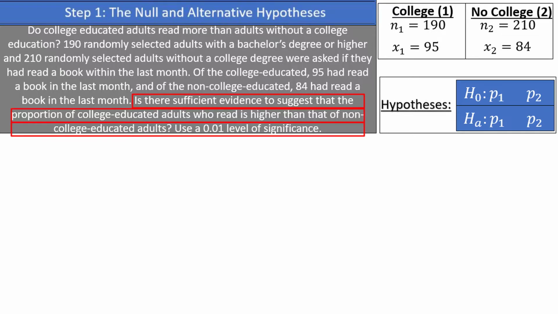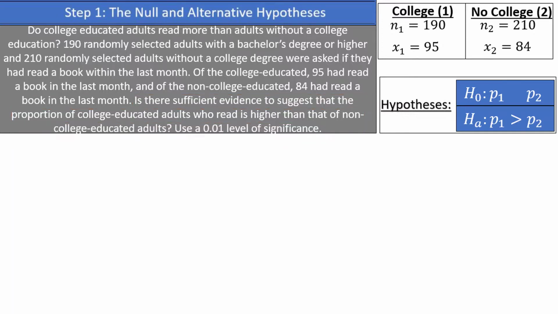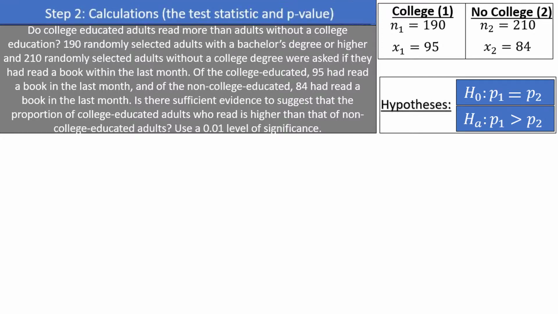This is equivalent to asking if p1 is greater than p2, which becomes our alternative hypothesis, the proposition we would like to research or prove as part of our hypothesis testing procedure. The null hypothesis always contains an equal to sign, so we have p1 is equal to p2 for the null hypothesis. Step 2. Calculations. In this step, we get to go to the TI-84 calculator.